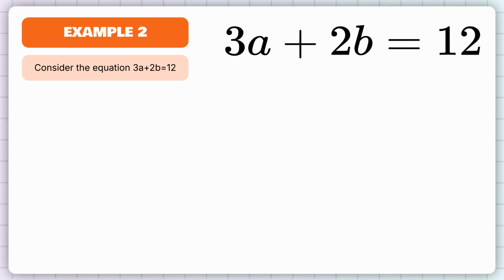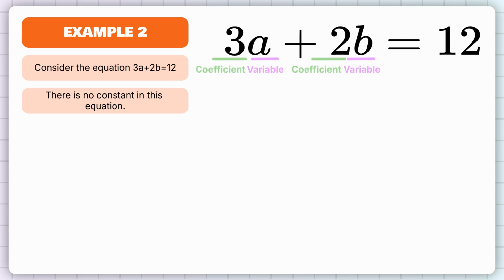Now let's look at a slightly more complex equation. Here we have 3a plus 2b equals 12. In this equation, a and b are the variables. There is no constant added or subtracted in this equation. The numbers 3 and 2 in front of a and b, respectively, are the coefficients. Depending on the context, either a or b could be the unknowns we aim to solve for.